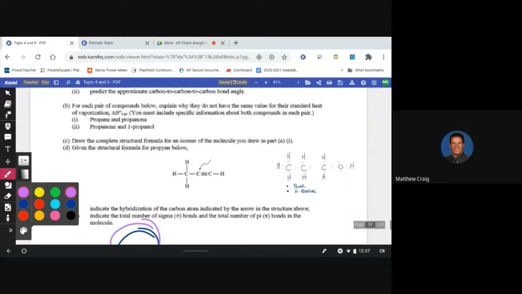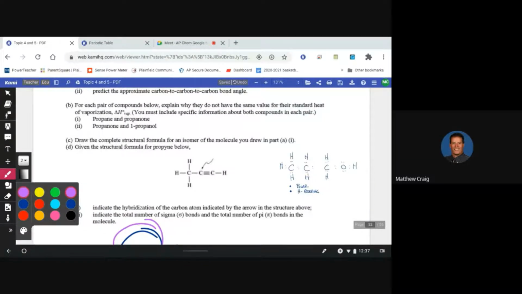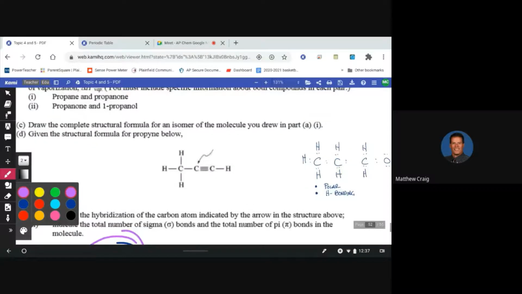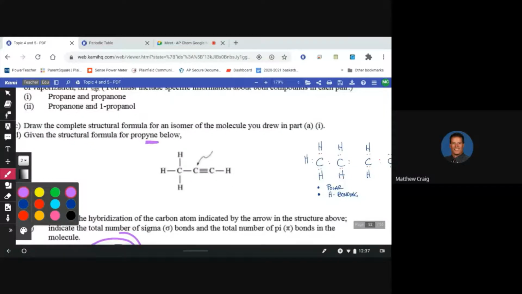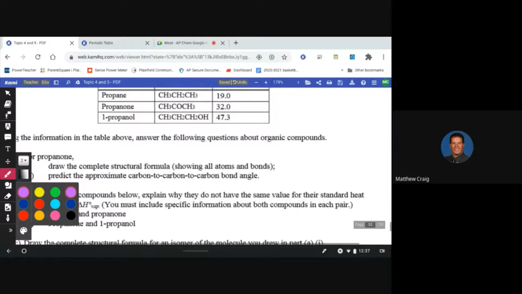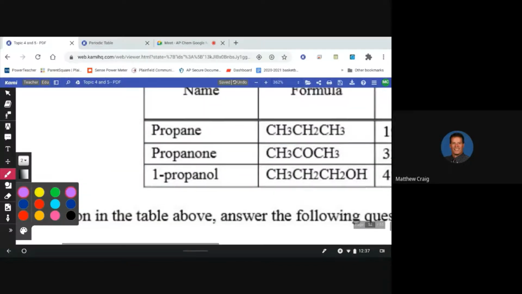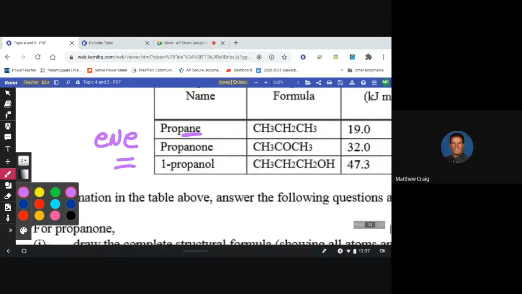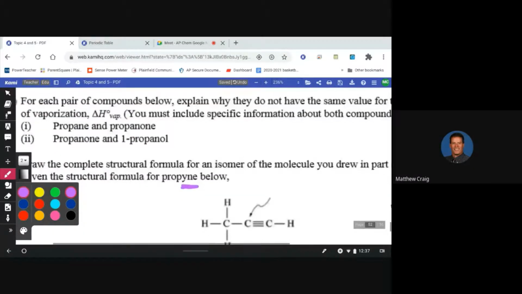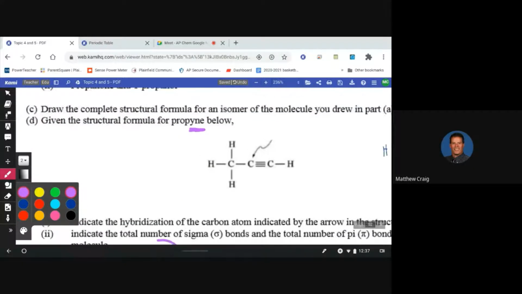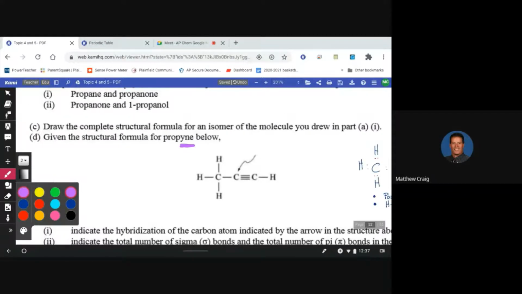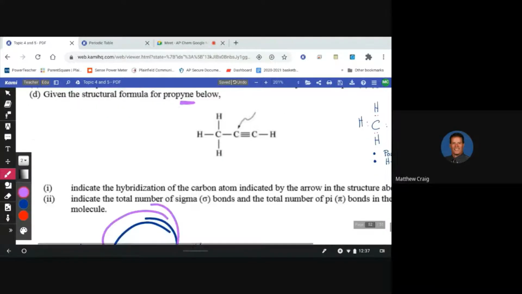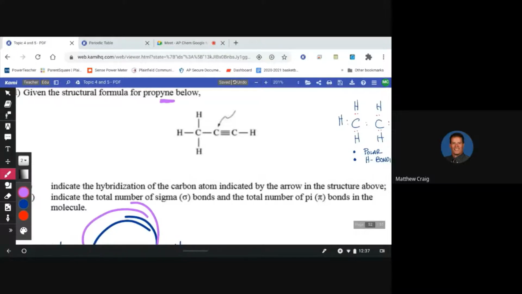Letter D. Given the structural formula for propanone, and the INE at the end here means that we have a triple bond. And I'll give you another little hint here: if you have an ane, that means they're all single bonds. They don't have an ene in here, but the ENE means that you have a double bond somewhere. So we don't have any of the enes, but we do have an ine here. Okay? So the question wants to know, given the structural formula for the propanone below, indicate the hybridization.